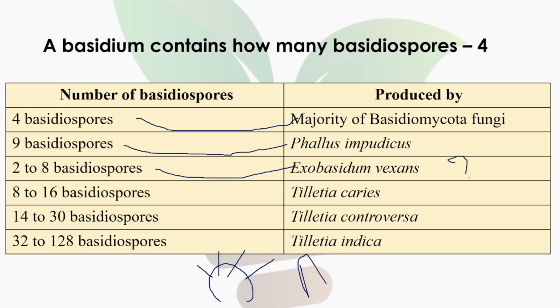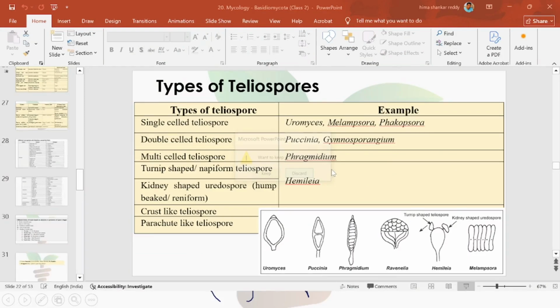Exobasidium vexans causes what disease? I think it causes a disease in tea, right? Yes, it's supposed to be tea blister blight.